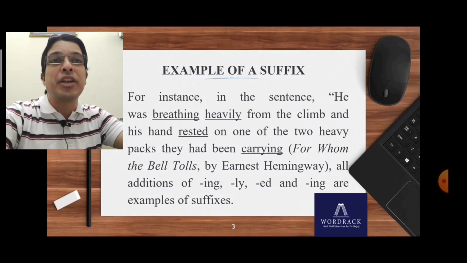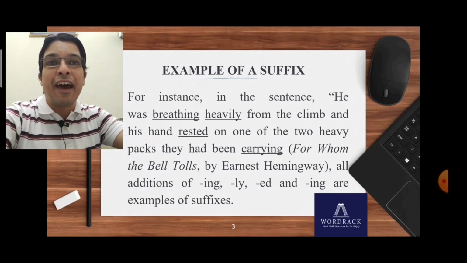If you pay attention to it, the underlined words have been made by adding suffixes. So which are the suffixes that have been added? First of all, ing has been added to breathing, ly has been added to heavy, ed has been added to rest, and ing has been added to carry.